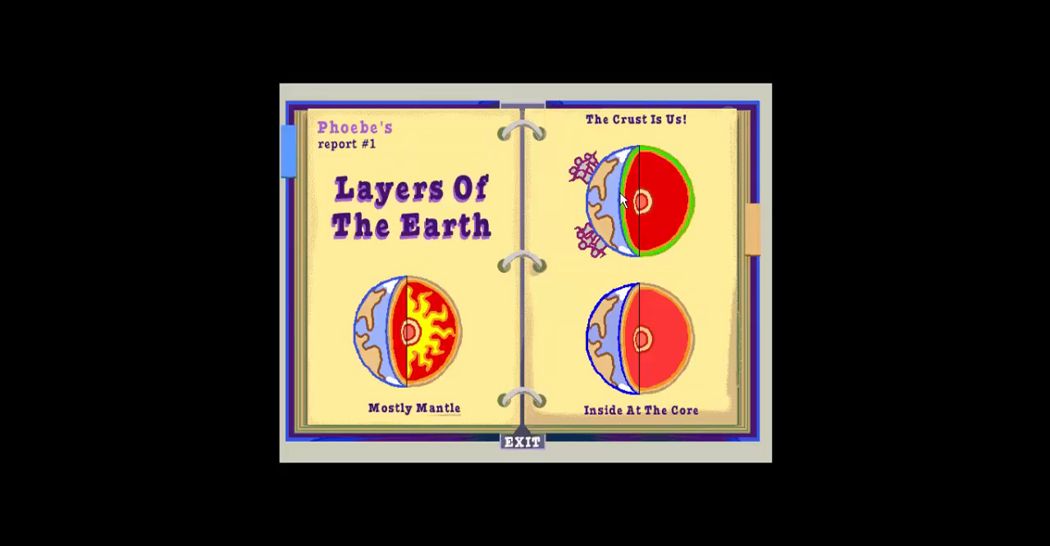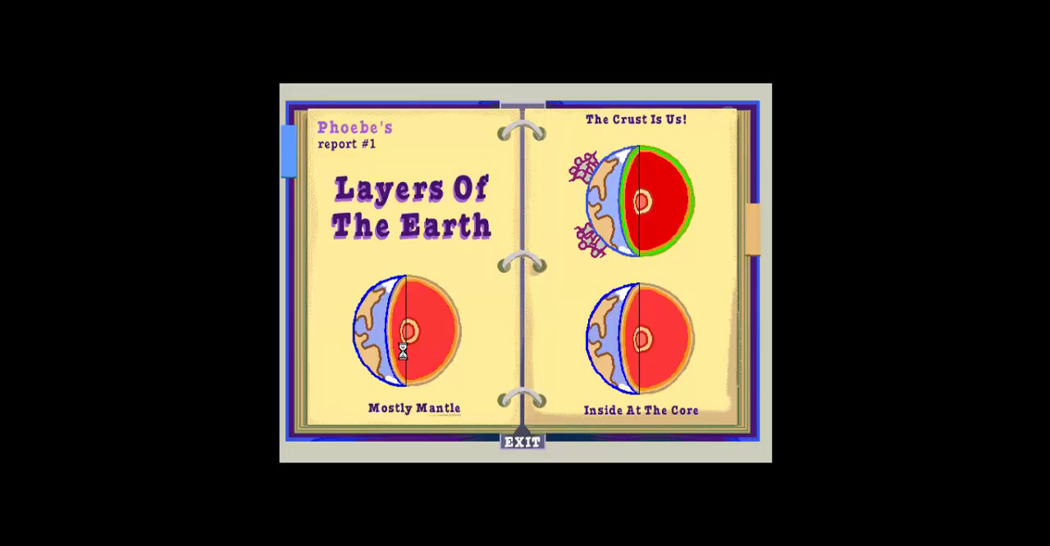Layers of the Earth. The crust is us. The crust is the outside layer of the Earth, which is the continents and the ocean floor. We live on top of the crust. The crust is the thinnest part of the Earth, sort of like the skin of a peach.